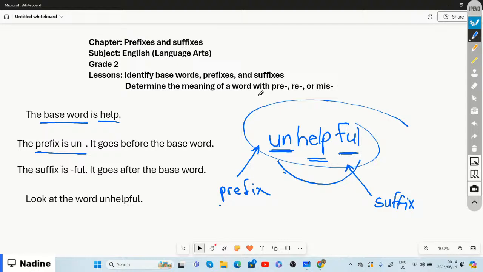So we can even remove the one. We can either remove the prefix and just say helpful with the suffix, and you will get your answer. We can just have the base word, or we can just add the prefix to that word.